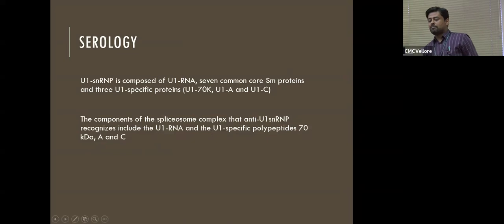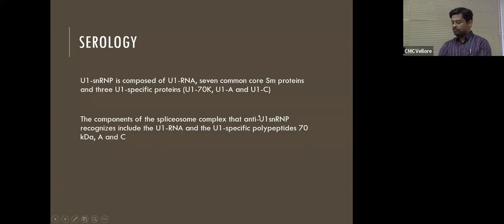So serology, RNP positivity, is the hallmark of this disease. What is RNP? U1 snRNP is composed of U1 RNA, and then there are seven common Sm proteins which are wrapped around it, and three U1 specific proteins, which are U1 70 kilodalton protein, U1A and U1C. It is the U1 70K against which the antibodies are produced in MCTD, and this is the most specific thing which you can look at.